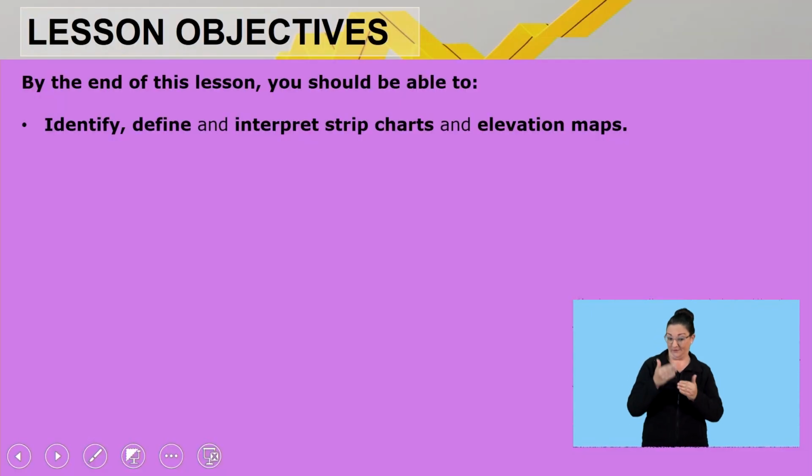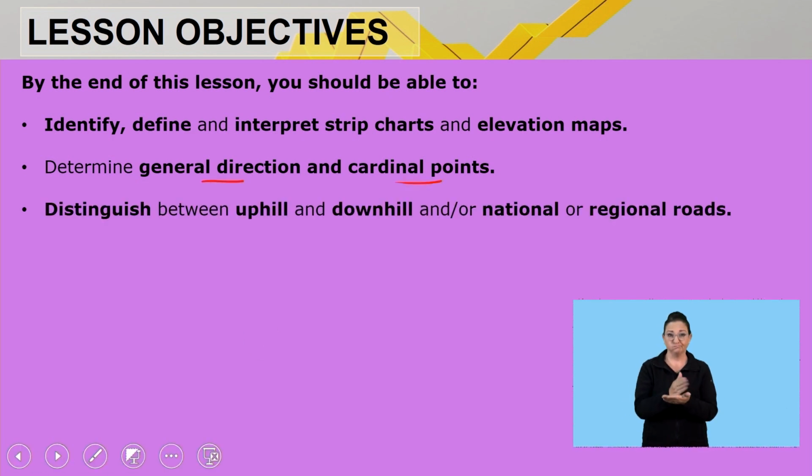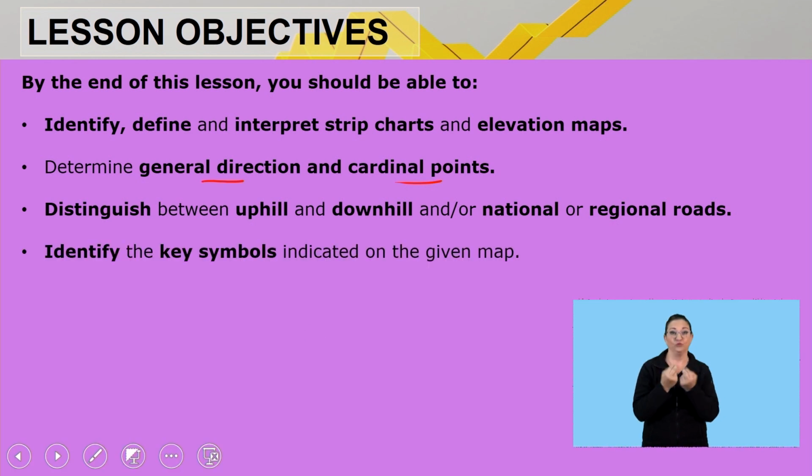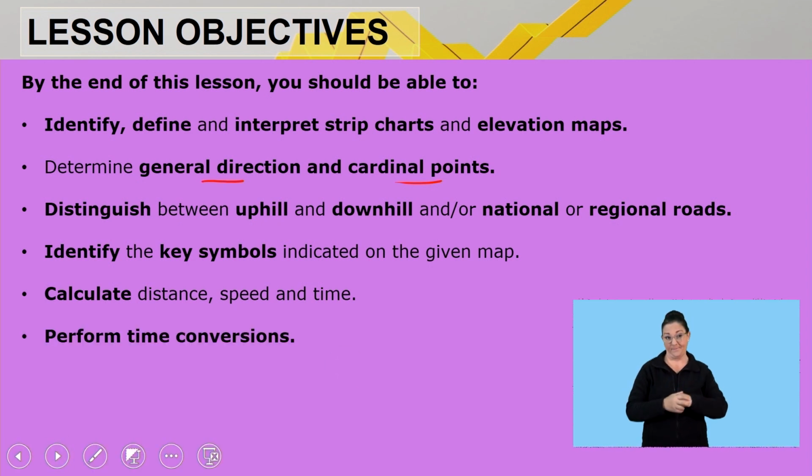Now, what are our lesson objectives? By the end of this lesson, you should be able to identify, define, and interpret strip charts and elevation maps. You must be able to determine general direction as well as cardinal points. Also, be able to distinguish between uphill and downhill and national or regional roads. Then also you must be able to identify key symbols indicated on a specific map. Also important, you must be able to calculate either distance, speed, or time. And then key here, perform time conversions.